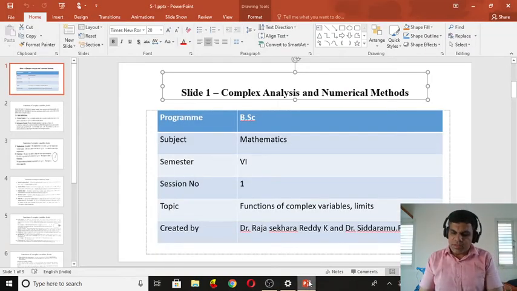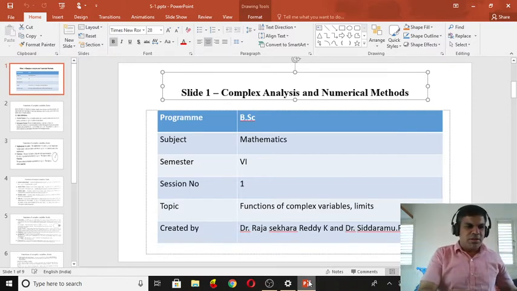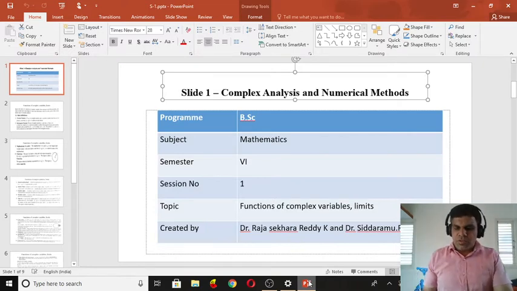Okay. My dear students, I'm going to give a course on complex variables and numerical analysis. So we are in the first session. I am giving some basic definitions regarding complex numbers. You are familiar with real number conditions.